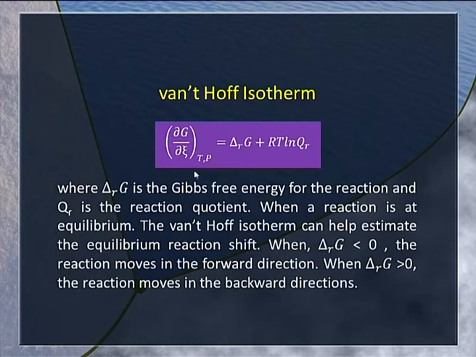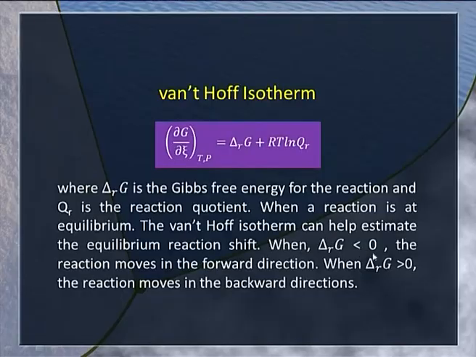∂G/∂ξ at constant temperature and pressure is equal to ΔrG, which is Gibbs free energy of reaction, plus RT ln Qr, where Qr represents the reaction quotient. So, these terms can help you to determine which direction the equilibrium is going to shift. When ΔrG is less than 0, the reaction moves in the forward direction. When ΔrG is greater than 0, the reaction moves in the backward direction.